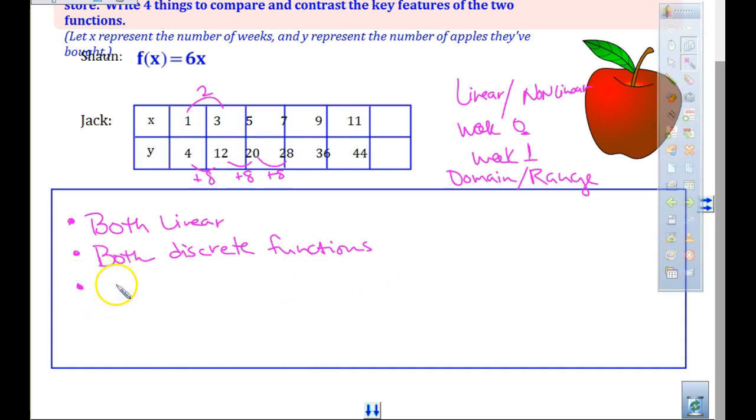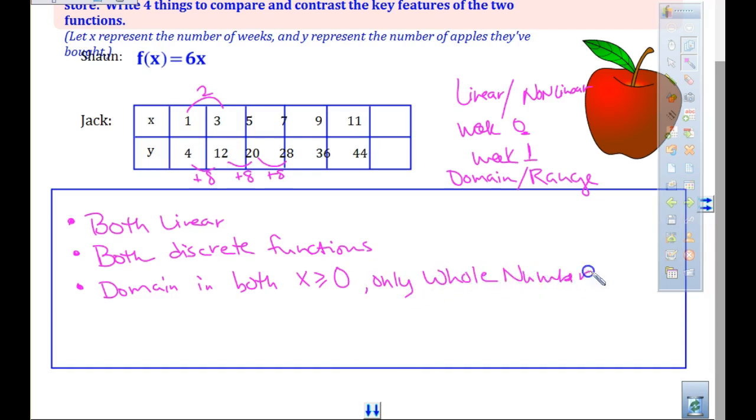So now how about the domains? What do we talk about our domain for both of them? Can we have any negatives? No. So the domain in both is going to be what? X greater or equal to 0. Okay. And for only what kind of numbers? Only whole numbers. Okay, good job.